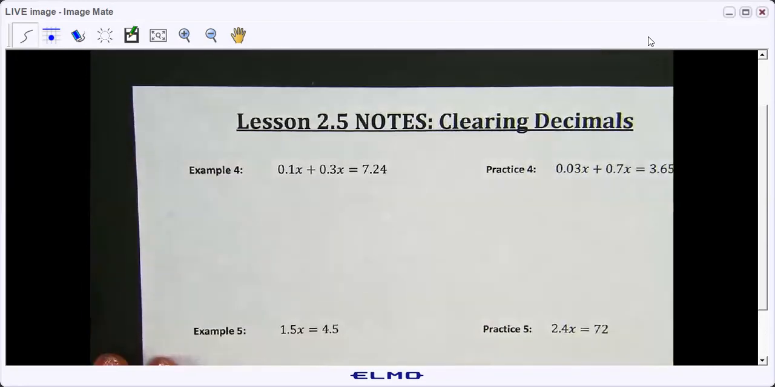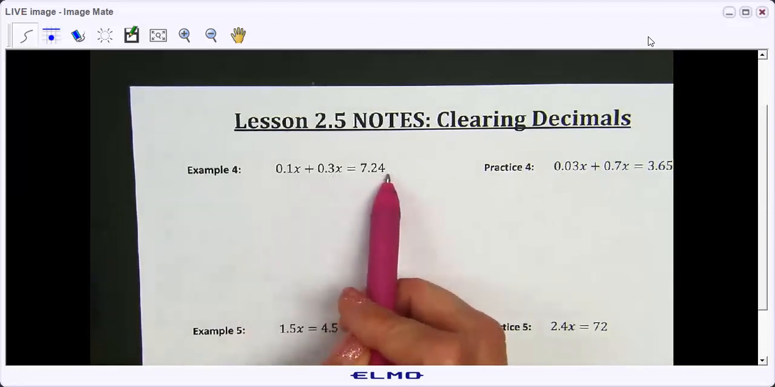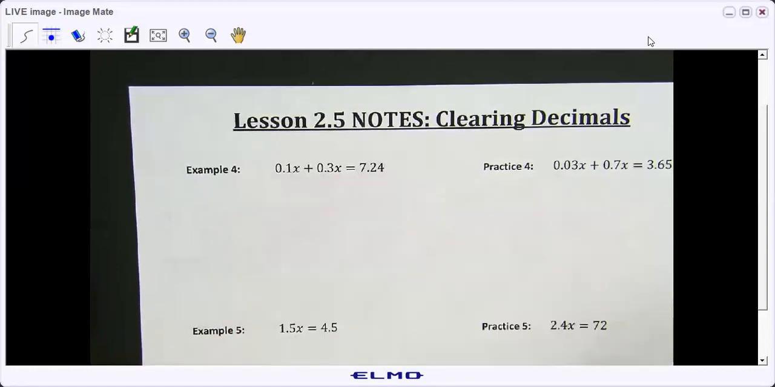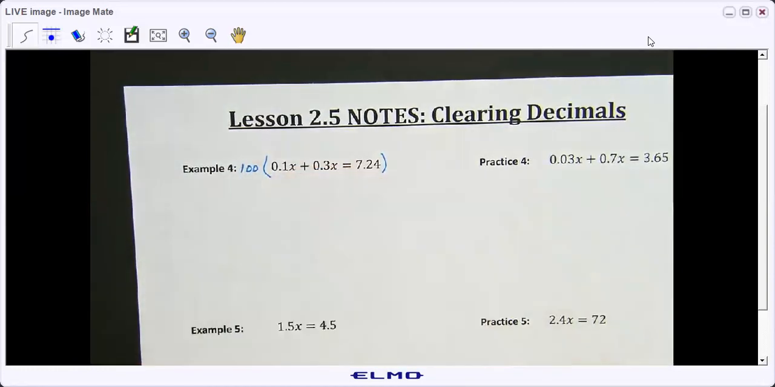And now what I'm going to do is show you how to clear your decimals. You do not have to do it this way, but this is another option. What you have to do is look at where the farthest place value is in your problem. This is in the tenths, this is in the tenths, and the 4 here is in the hundredths. So what I'm going to do is multiply every term here by 100. Okay, every term by 100. When you multiply a decimal by 100, how many times are you moving your decimal point?